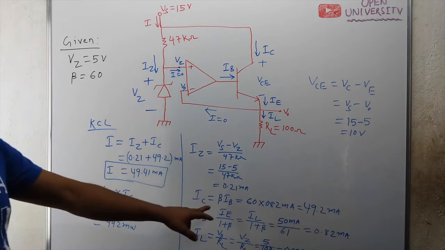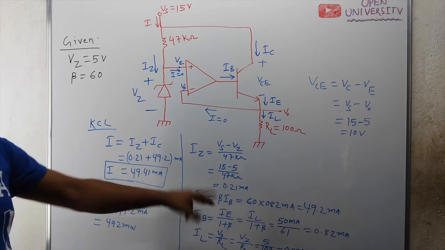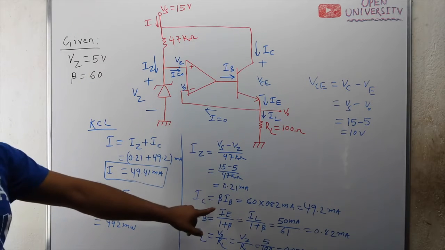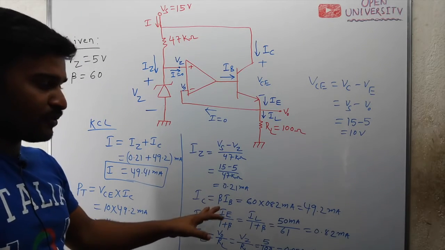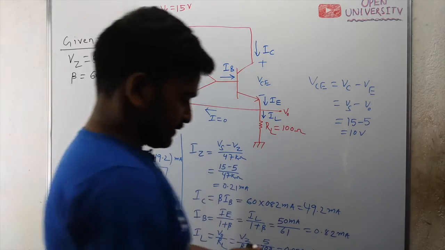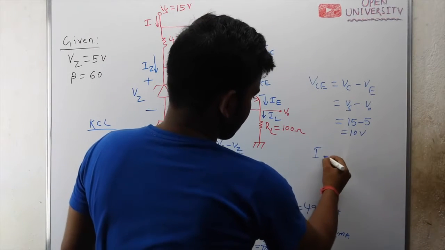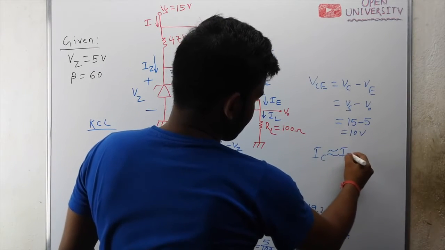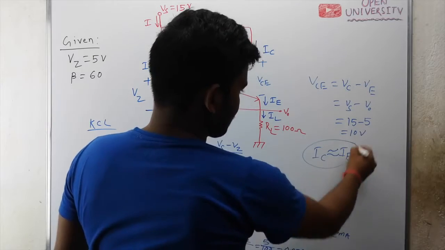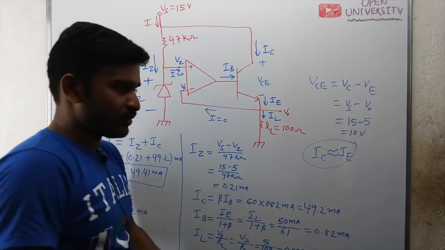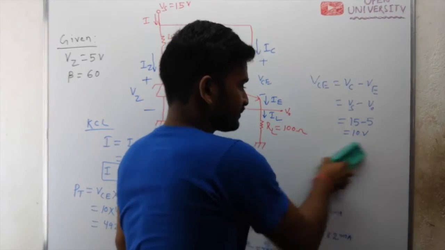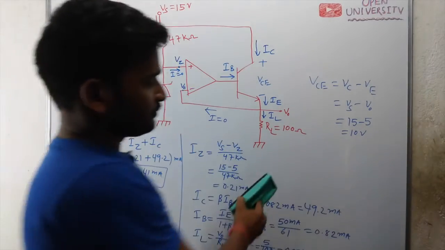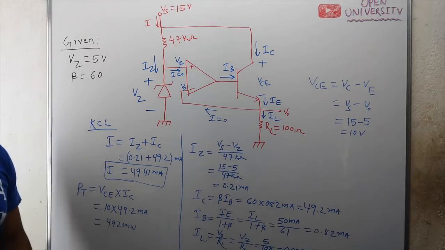See, since here the value of beta is provided in the question, I am using the equation of IC equal to beta times IB. If beta value is not provided, we know that IC approximately equal to IE. Then we will use this formula, IC approximately equal to IE, if beta value is not given. Okay.